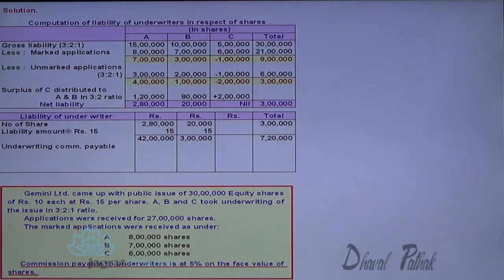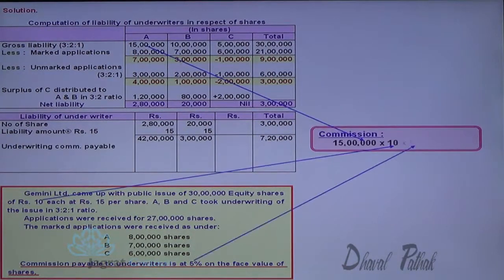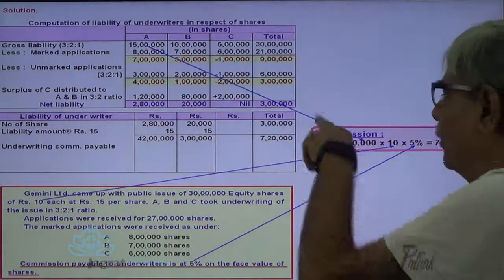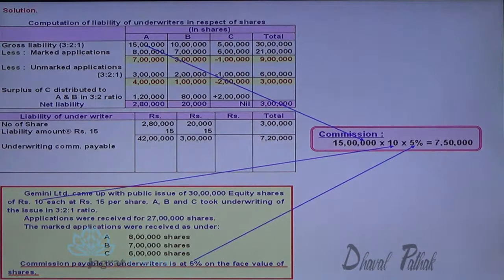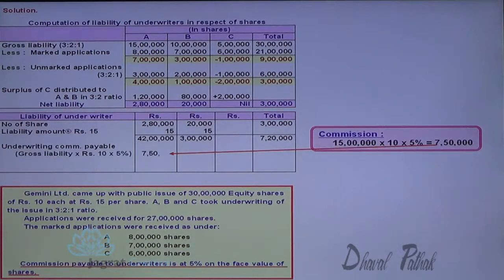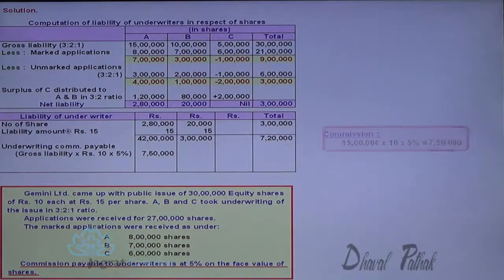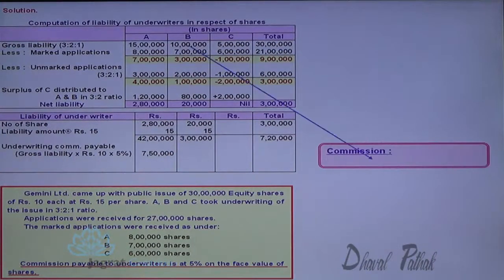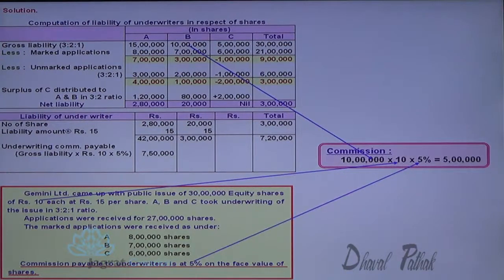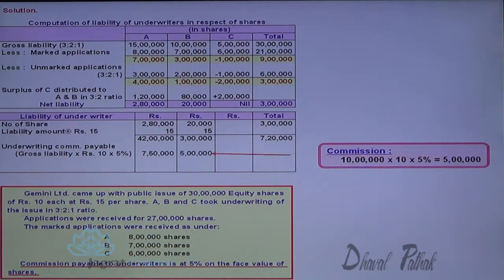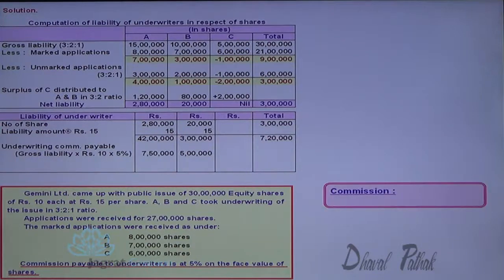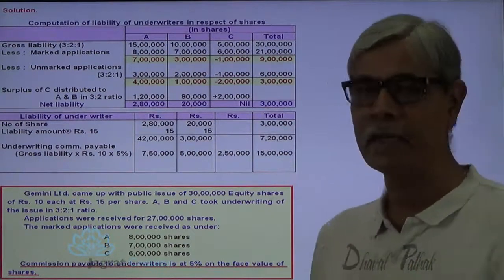Now what is the underwriting commission payable to them? At the rate of 5% on the face value. So 15 lakhs is the number of shares, gross liability of A, multiplied by 10 face value. At the rate of 5%, 7,50,000 is the commission to which A is entitled. Commission to which B is entitled is 10 lakh shares at the rate of rupees 10, that is the face value of the share, at the rate of 5%, 5 lakhs. And on 5 lakh shares at the rate of rupees 10 per share at 5%, 2,50,000. So this is the underwriting commission that they are entitled to.